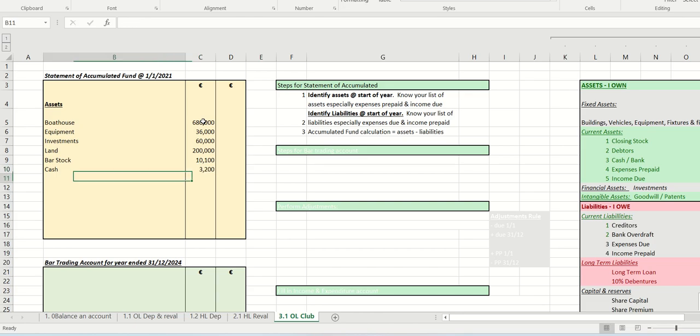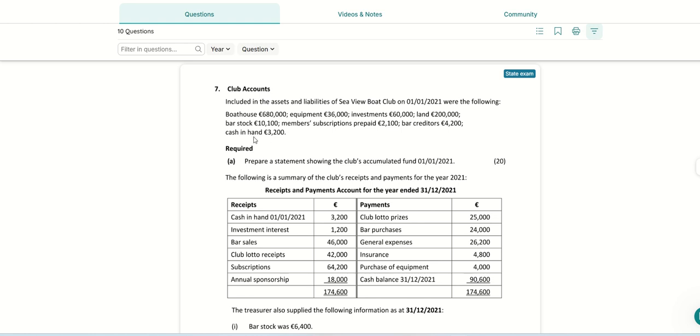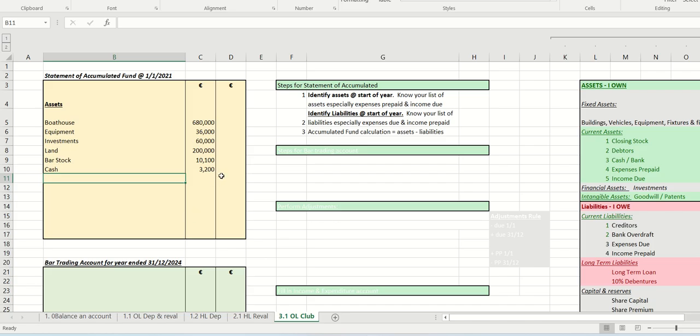3,200. Just a point to note on the cash, they're giving us the cash number up there. If they ever left it out, they also give us that same cash number down here at the start of the receipts and payments account. So always check that you have it up there, and if you don't, it's down here and we pop that in. So our cash at the start of the year.